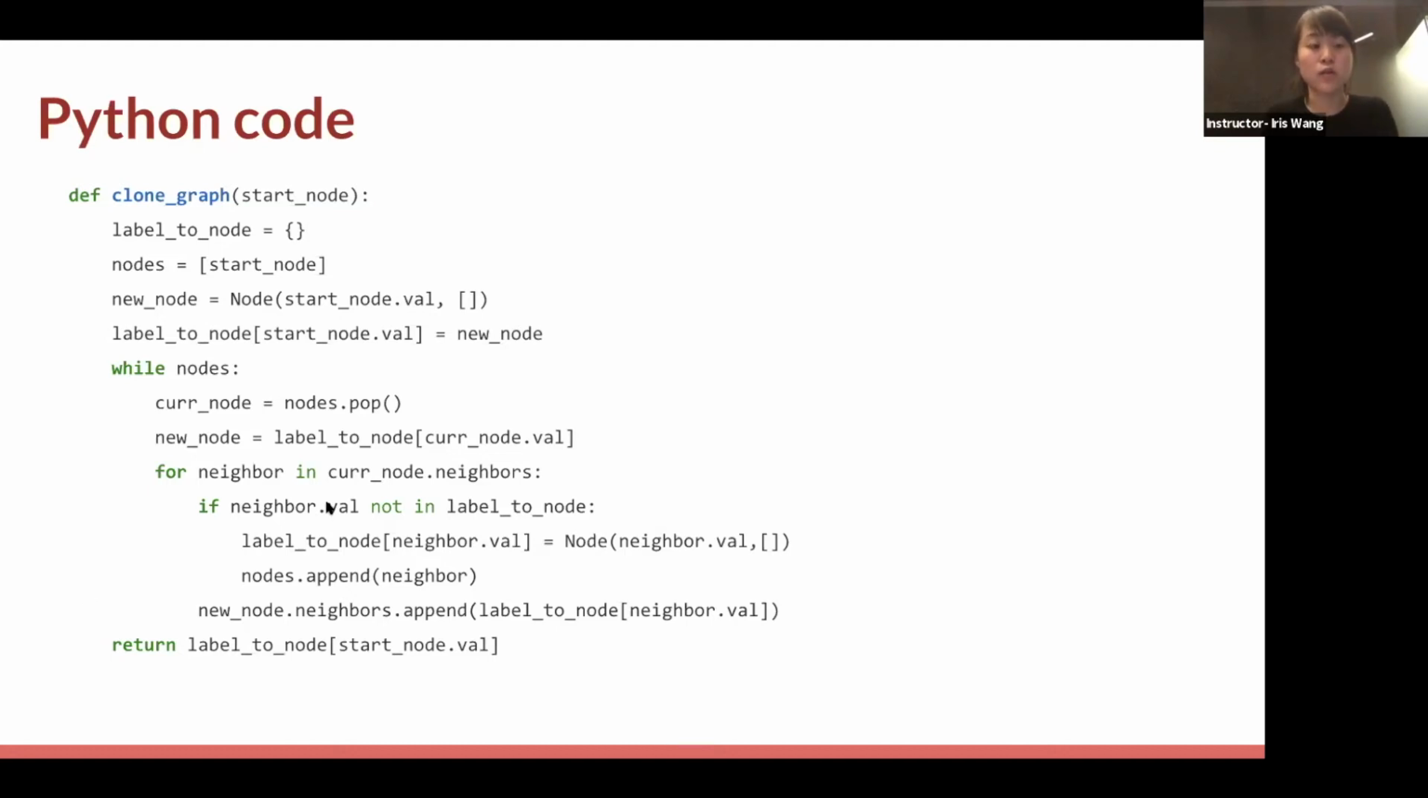So if you look at this if check right here, it says if the neighbor.value is not in the label to node mapping, it means that we haven't ever visited it or we haven't ever enqueued it to be visited in the future. So this mapping right here and this check right there does the visited set checking.